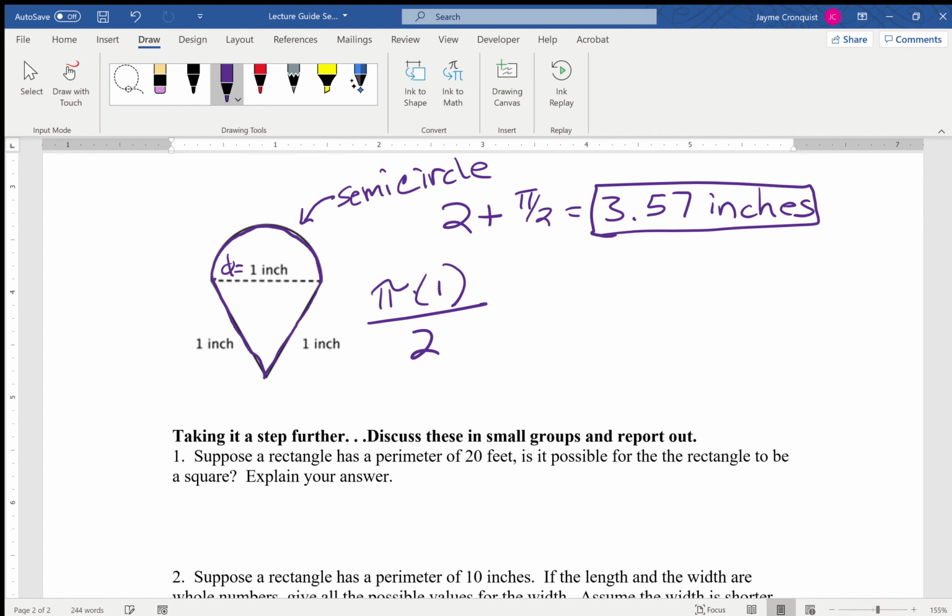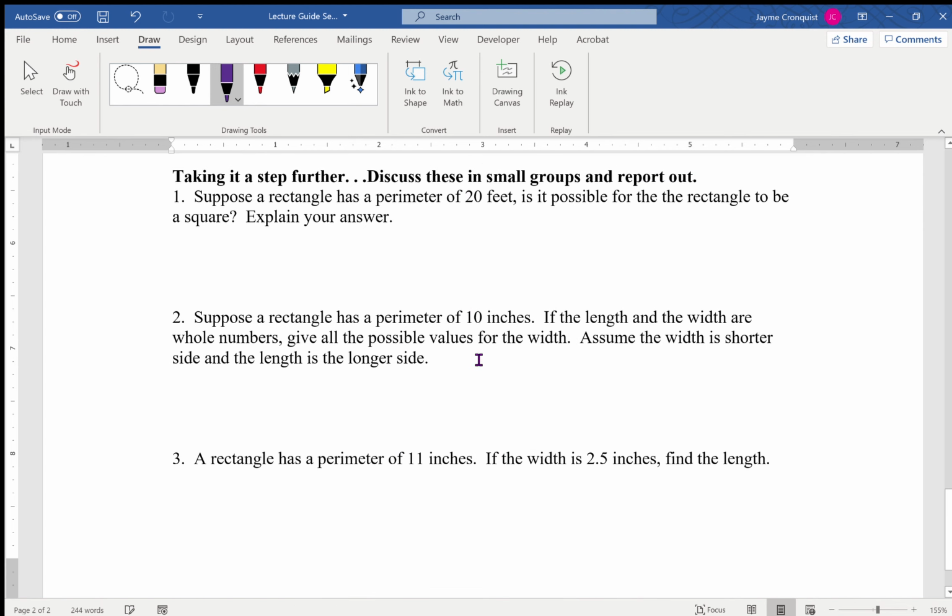Alrighty. Alright, taking a step further. It's kind of hard to have you discuss in a small group, so I'll just talk about it and you can listen. I guess that is our only option. Alright, suppose a rectangle has a perimeter of 20 feet. Is it possible for the rectangle to be a square? Well, yes, of course it can. 20 feet, a square is 4s, right? So if I divide that by 4, I get 5. So that's my s. So yes, of course it can.